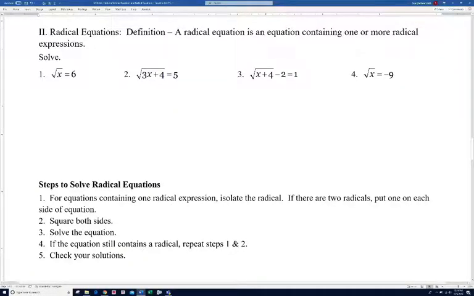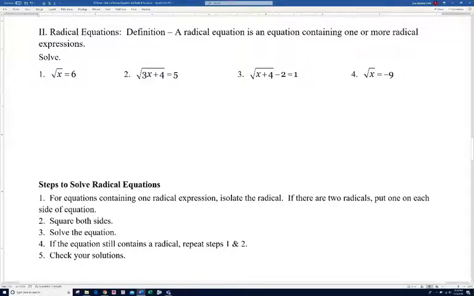In this video, I'll be showing you how to solve radical equations. A radical equation is just an equation that contains one or more radical expressions. So these are all radical equations that we're looking at here in problems 1 through 4. So let's go ahead and start solving these, and then we'll get into a little more detail.